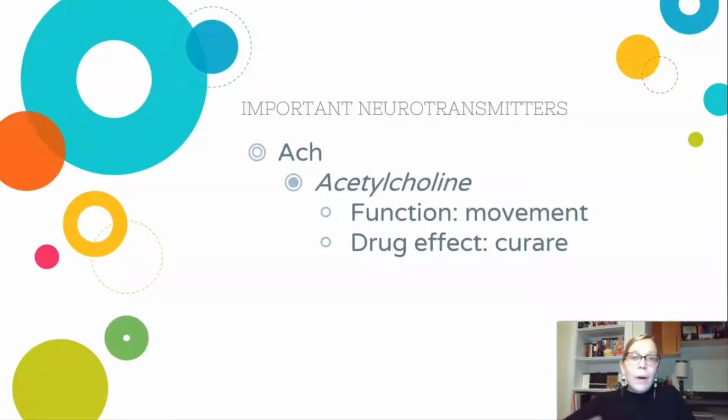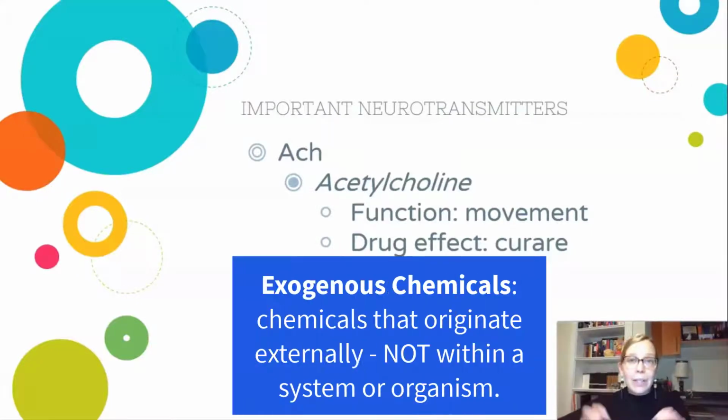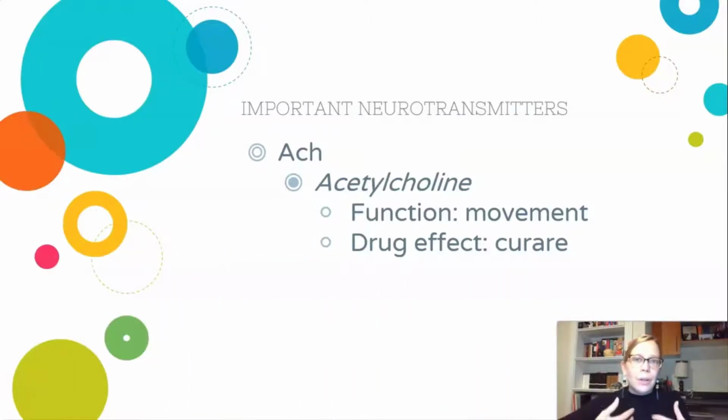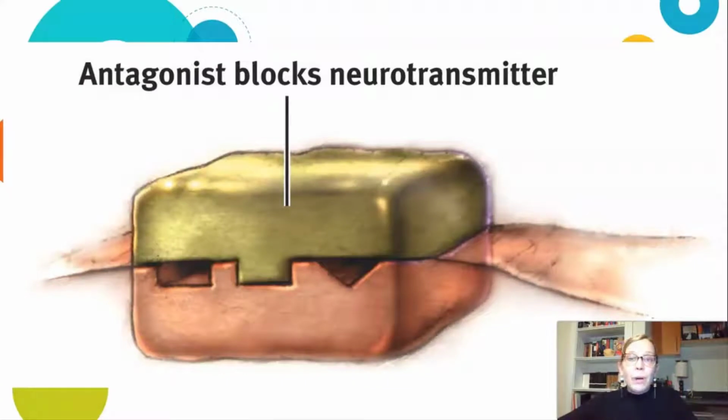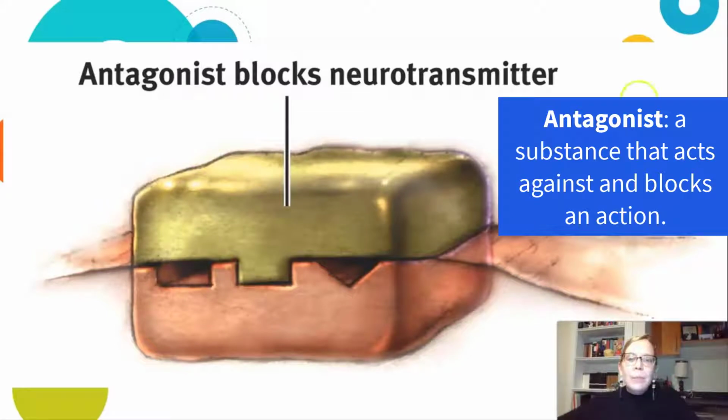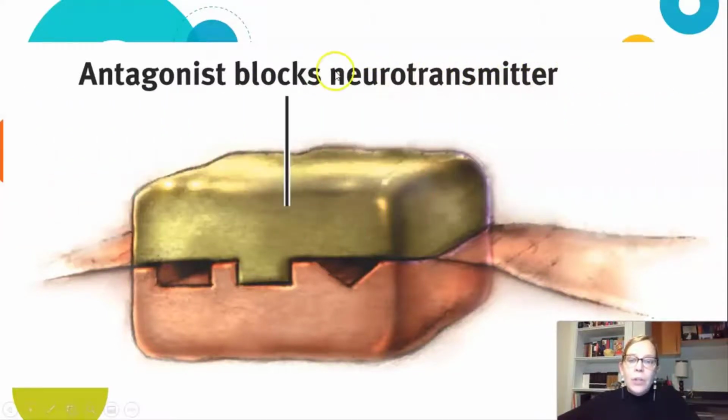Okay, the drug curare is not natural to your body, so we would call this an exogenous chemical. So what happens if the drug curare enters our body? How is that going to affect us? Well, curare is what we would call an antagonist. What does that mean? That means that it blocks the neurotransmitter. So curare is an acetylcholine antagonist.